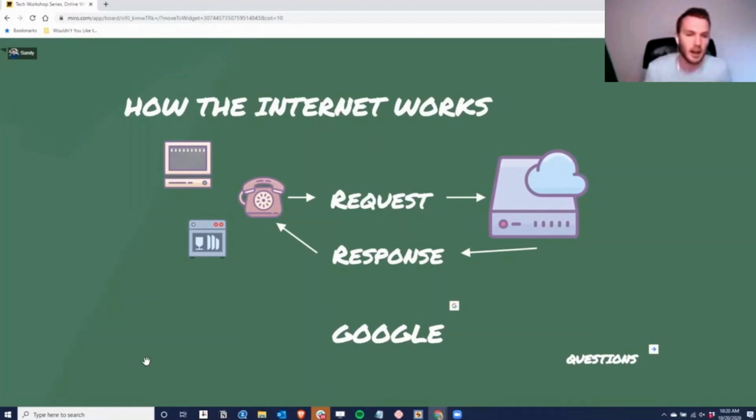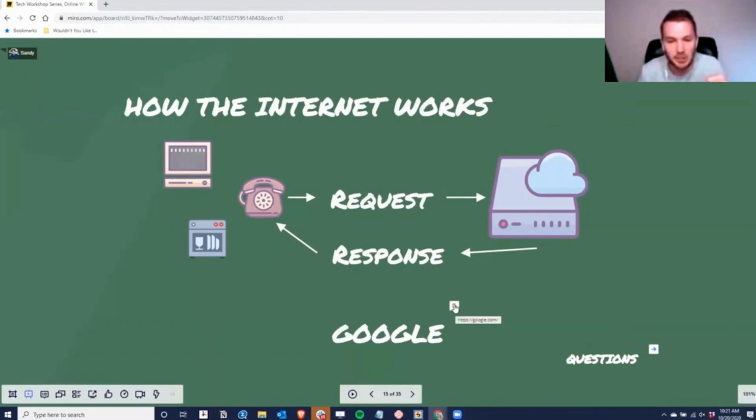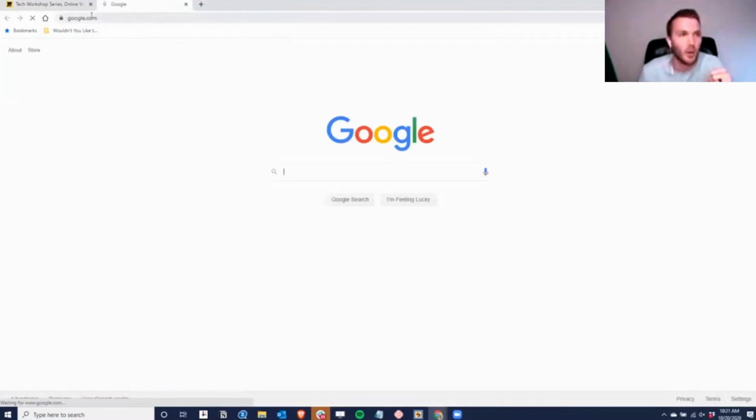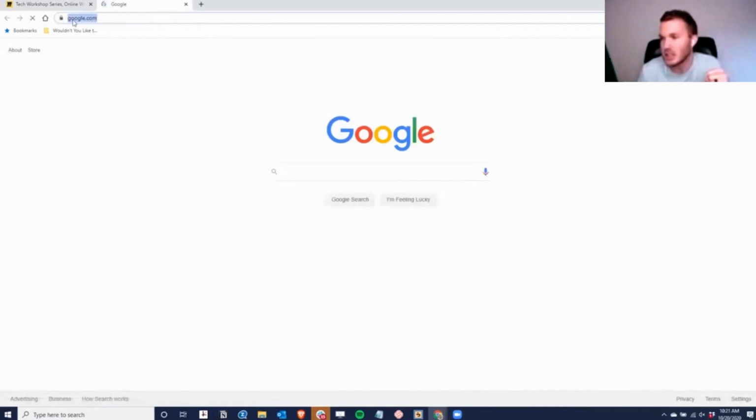So this is how the internet works in one slide. Not really, but this is what you need to know. So fundamentally, your computer, your phone, your dishwasher, it's making a request of a web server, and the web server is sending back a response. So Google, we make a request of a web server at this address, google.com, and it displays the response from that web server in this box down below.